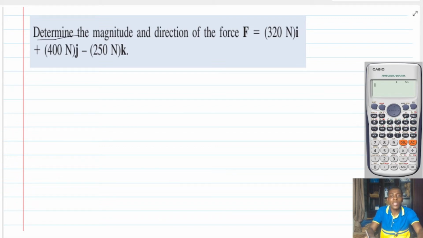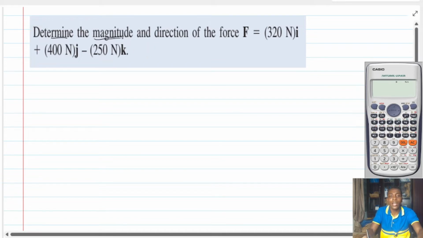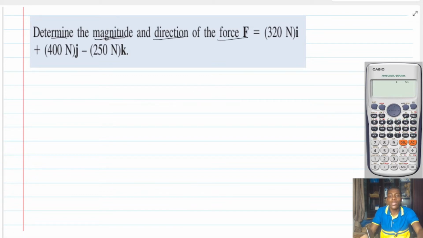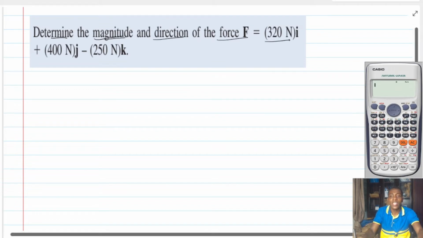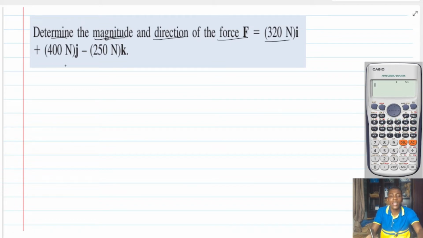So we are to determine the magnitude and direction of the force. This force has a component along the x, which is 320 newtons, a component along the y, which is 400 newtons, and finally a component along the z, which is minus 250 newtons. So the question is, how can I find the magnitude and then the direction?